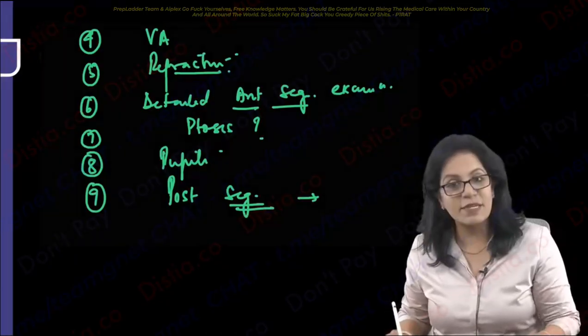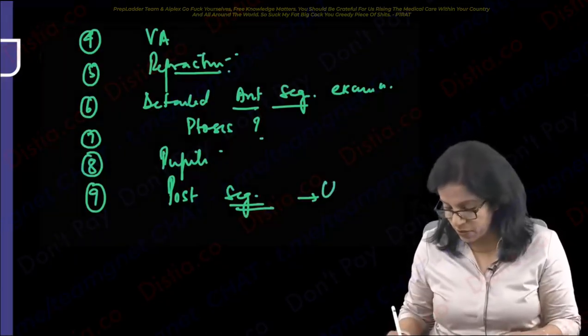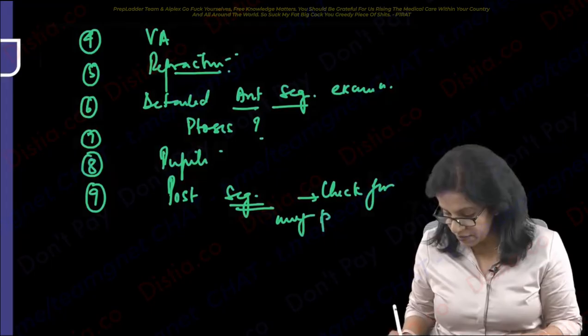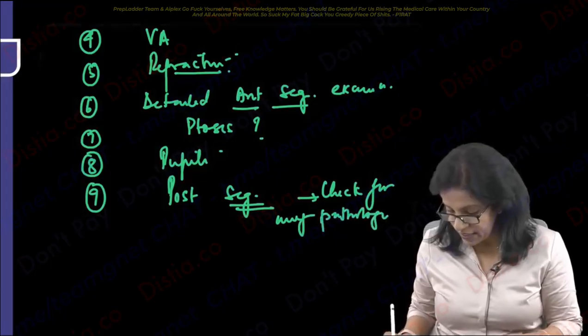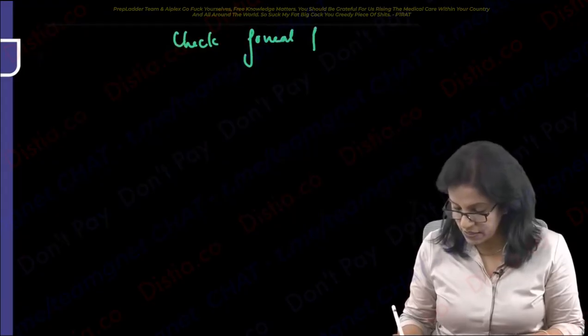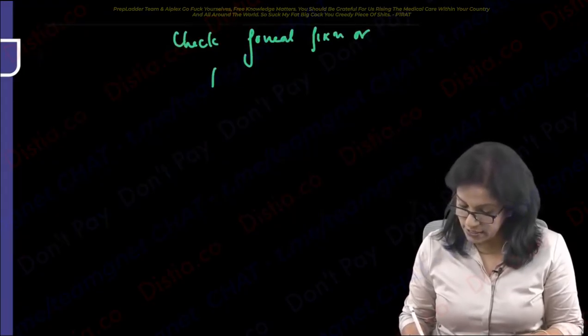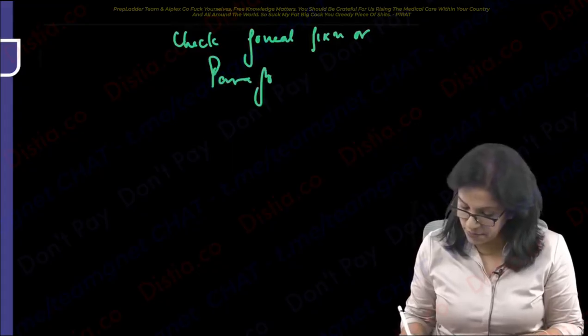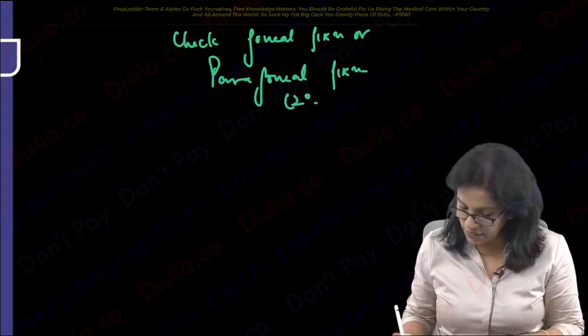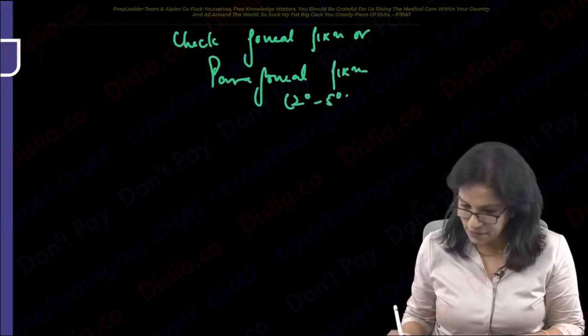So this posterior segment, of course, you are checking for any pathology. And after checking for any pathology, what is the next thing we are doing? We are also checking the foveal fixation, whether it is foveal fixation or it is parafoveal. When do you say parafoveal? What did I just tell you? It should be 2 to 5 degrees away from center, right?